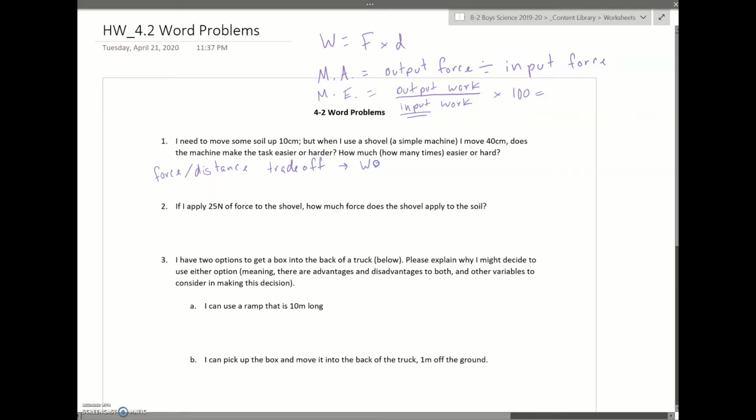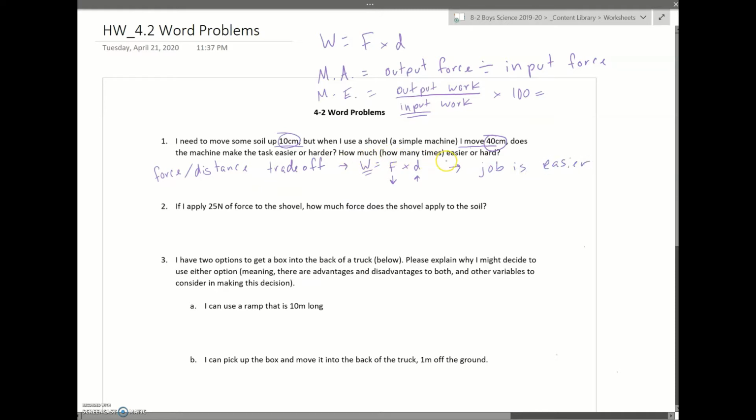Because work equals force times distance, and anything that we're trying to do, accomplishing the same job or the same work, when I increase the amount of distance, I'm going to then have to decrease the amount of force to end up with the same product of work. So, because I move 40 centimeters and the soil only moves 10 centimeters, more input distance moved means that the job is easier.